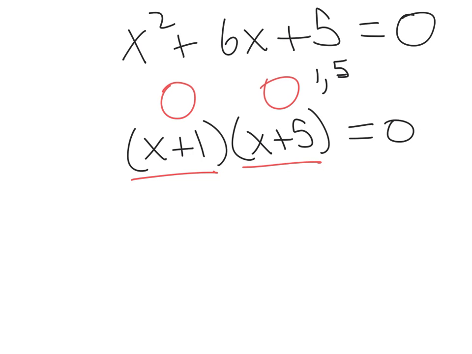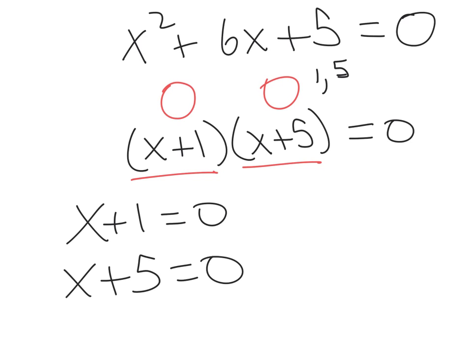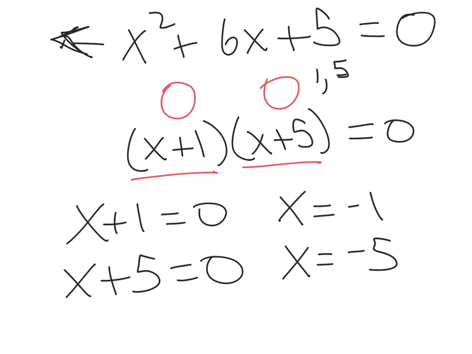So if that's the case, I have to solve x plus 1 equals 0, and I have to solve x plus 5 equals 0. For x plus 1 equals 0, x must equal negative 1. For x plus 5 equals 0, x must equal negative 5. So x can either equal negative 1 or negative 5, and that will solve this equation. So the solutions to this trinomial equation are negative 1 and negative 5.